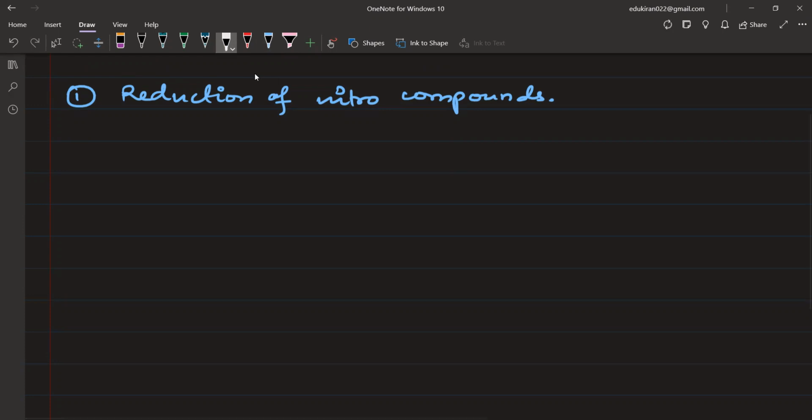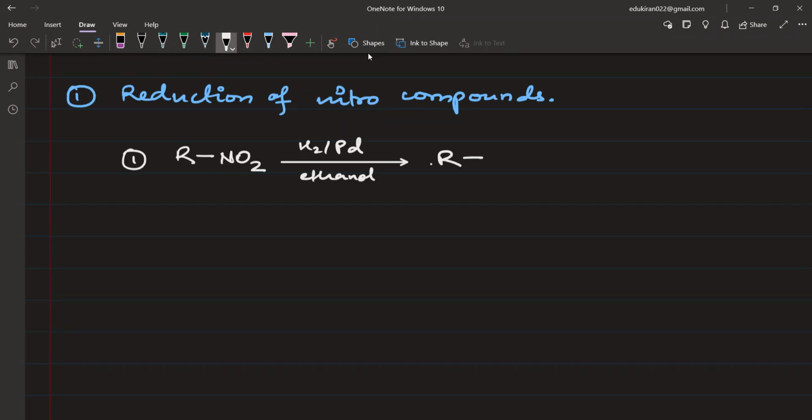Number one, if you have RNO2 in the presence of H2/Pd, instead of palladium, you can use nickel or platinum also. Okay, any catalyst. This will be in the presence of ethanol, EtOH, the short form. Ethanol here is used as a solvent. It is not a reagent, please write this. Ethanol is a solvent, and you get RNH2.